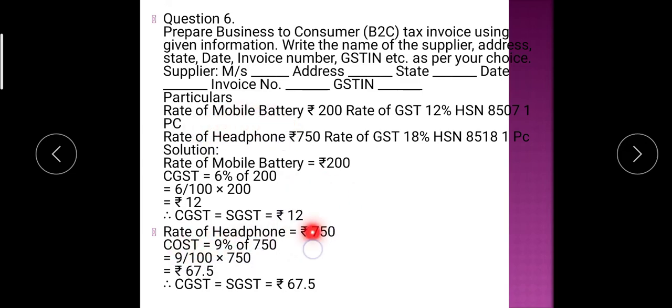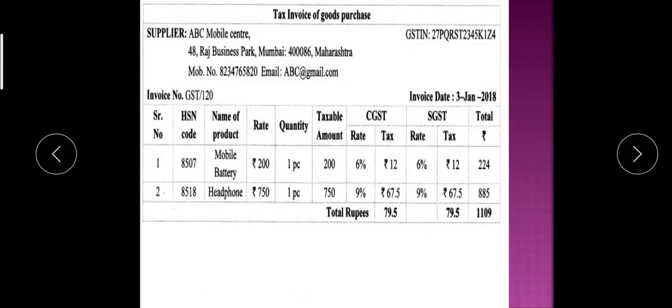The rate of headphone is 750. 9% of 750 is 67.5 rupees. So CGST and SGST paid on the headphone is 67.5 rupees each. In this way you have to prepare the tax invoice.